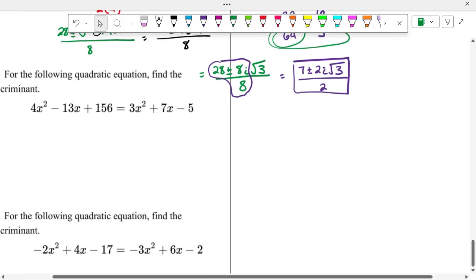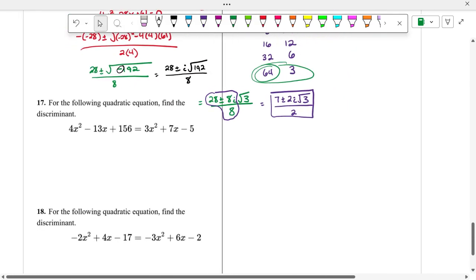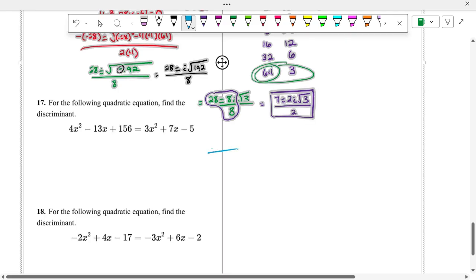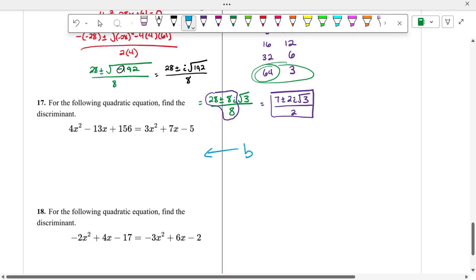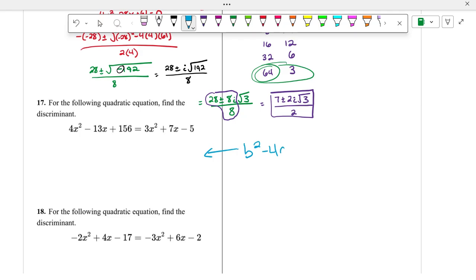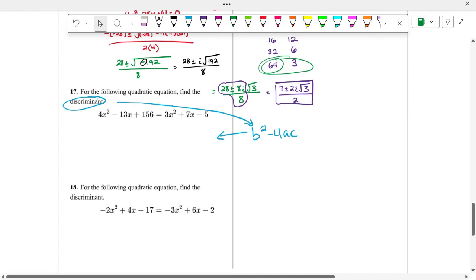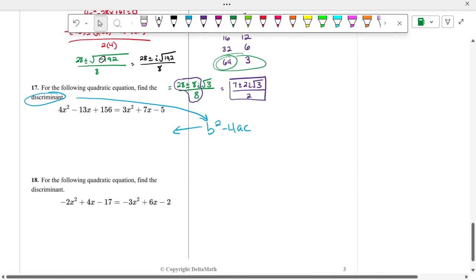Also, just so you know, for 17 and 18, the discriminant formula is just what goes under the radical. So it's b squared minus 4ac. When it's asked for the discriminant, you use this formula. It's just what's under the radical, b squared minus 4ac. It's actually easier. It's 2 problems like that.